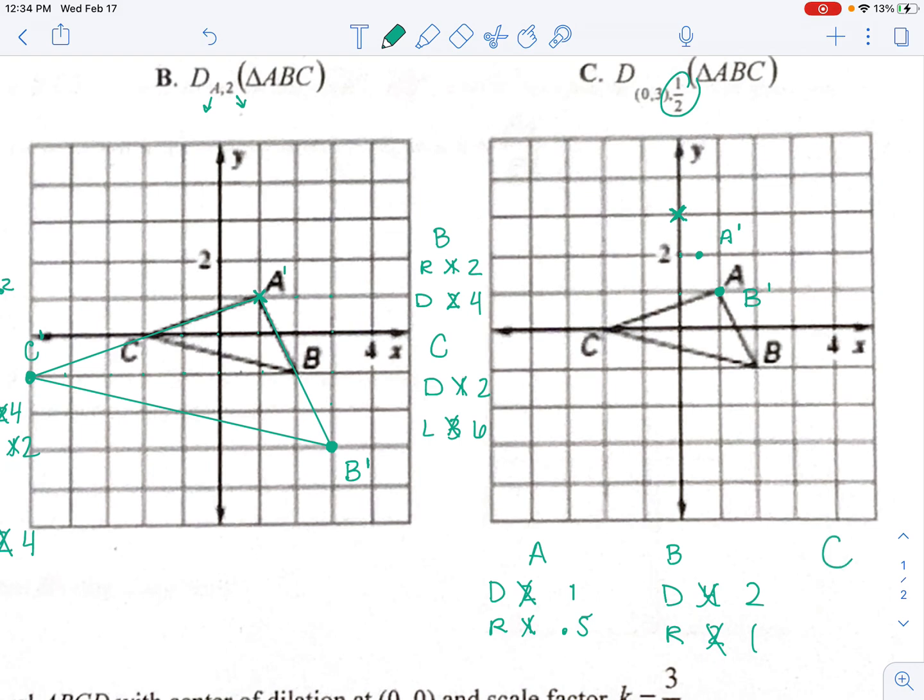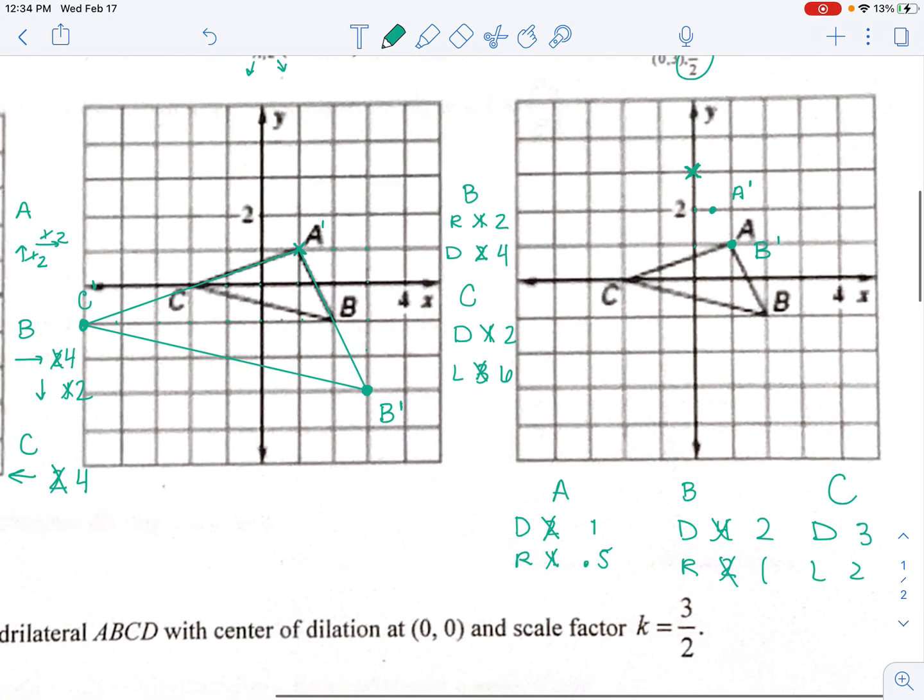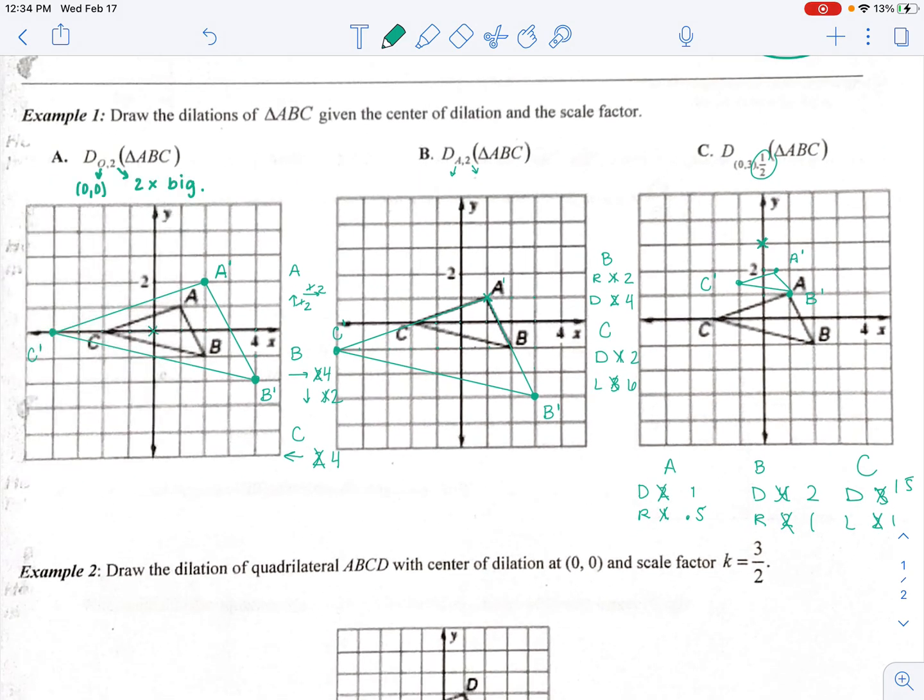And finally for C we go down 3, left 2. So we're going to multiply those both by 1/2. So it'll be down 1.5 and left 1. So I'm going to go down 1 1/2 and to the left 1. And that will be C prime. I'm going to connect my dots. And there's my new triangle. Okay, so that's essentially how we do these problems.